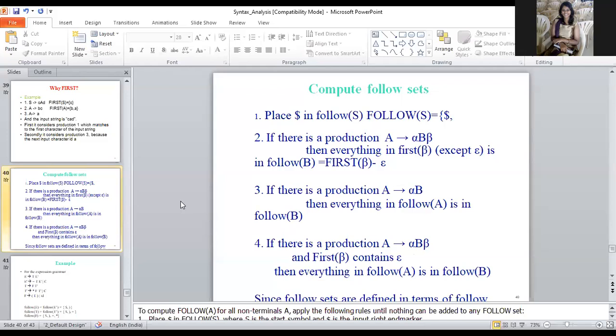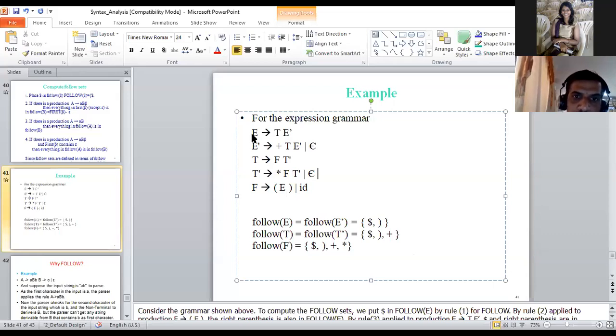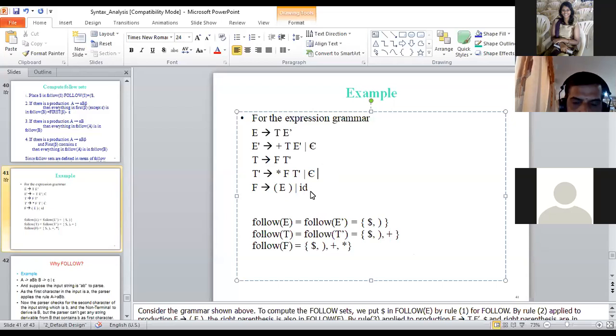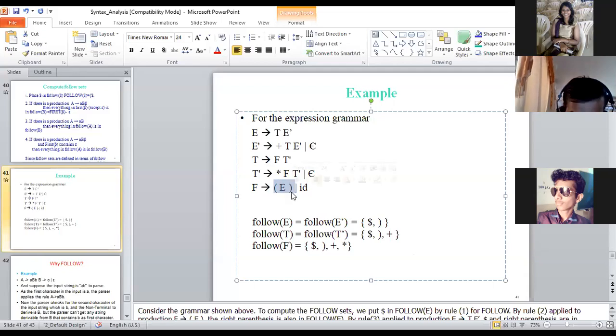Now, variable on the right hand side of the production, which one has got E in it? Which production on the right hand side has E? So there is a production that has got E on the right hand side.